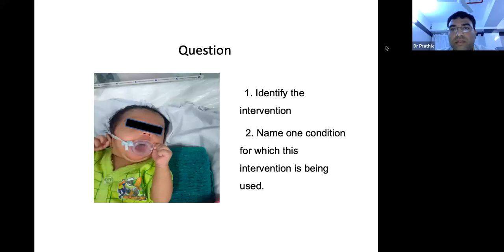Okay. Can you identify the intervention, first name the condition, and for which condition this intervention is being used? To give a clinical clue, this baby had cyclical cyanosis, means the baby had, yes, choanal atresia. Dr. Ankita and Dr. Sukanya have mentioned it. So this baby had choanal atresia, and here the baby is being managed with a McGovern nipple, or you can use a pacifier, cut the end of the pacifier and tie it across the baby's neck. So basically, you have to keep the oral airway open. Yeah, bilateral choanal atresia.